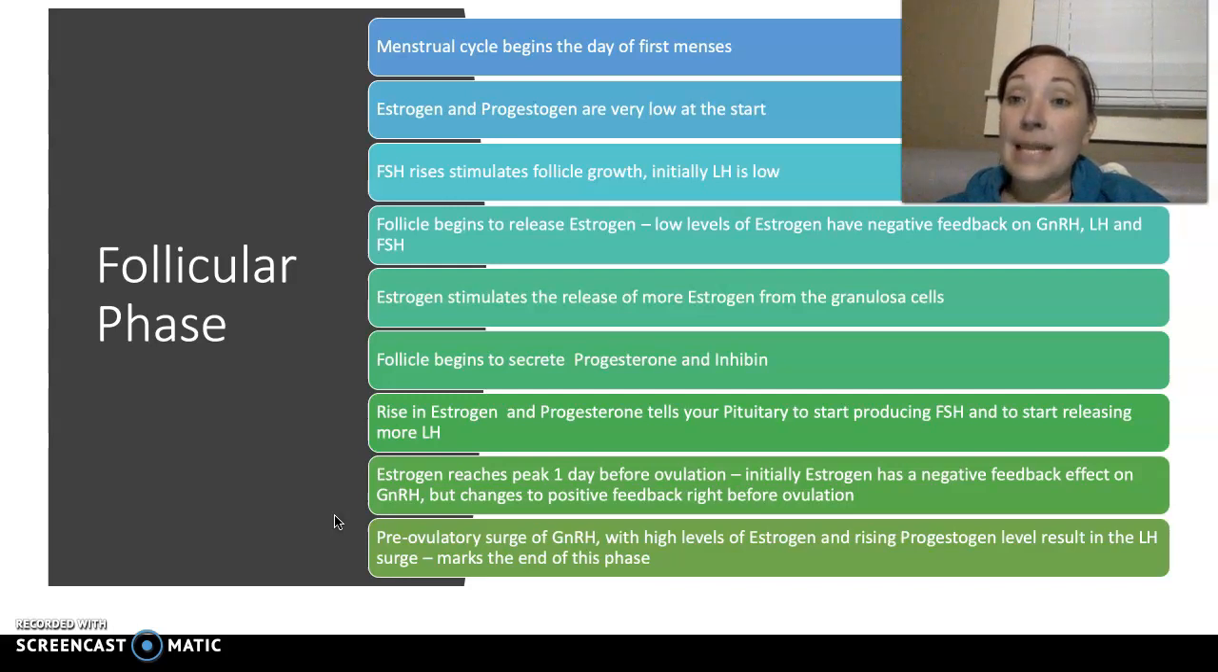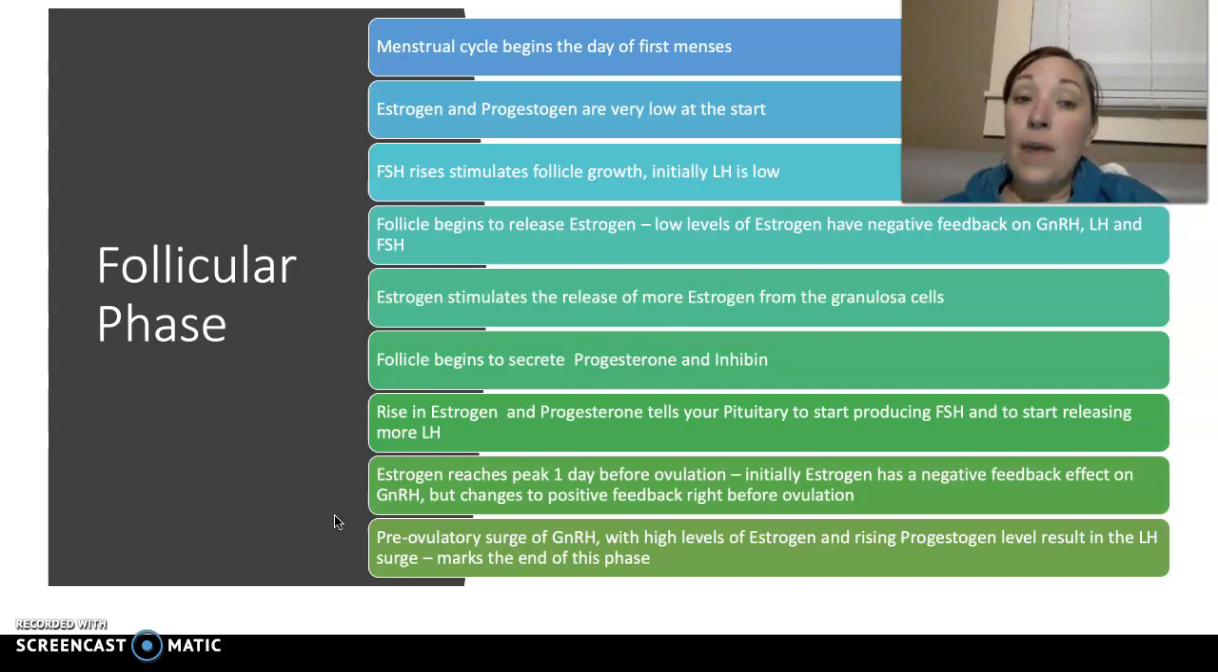FSH and releasing LH. At the same time, estrogen peaks about 1 day before ovulation. Estrogen was having that initial negative feedback on gonadotropin releasing hormone, but as estrogen levels rise and reach close to their peak, it actually starts to have a positive feedback on the gonadotropin releasing hormone.